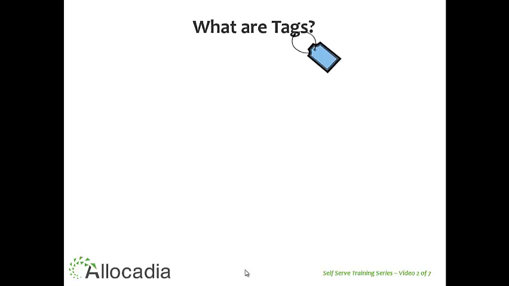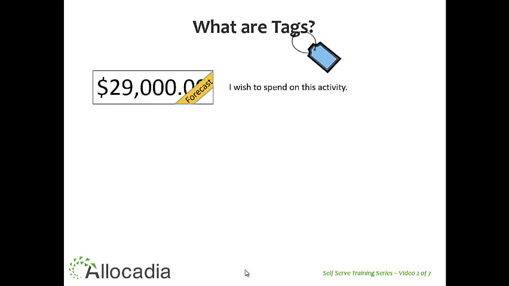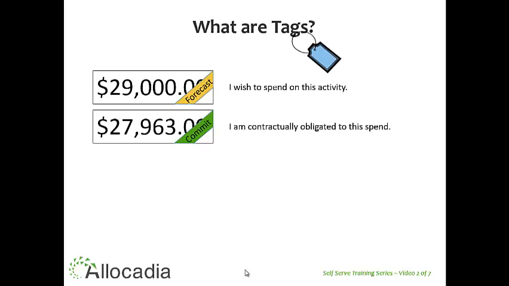Allocadia has 4 standard tags. Forecast, meaning I still plan to spend this amount. Please note that the spend should be input into the month when the service will be performed or the goods delivered. Committed, meaning I have verbally or contractually committed to this spend.